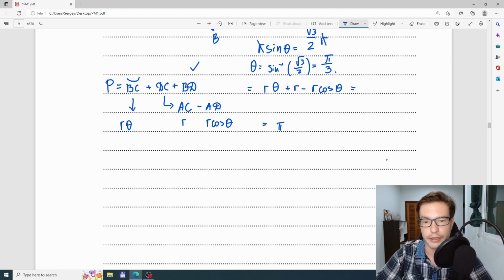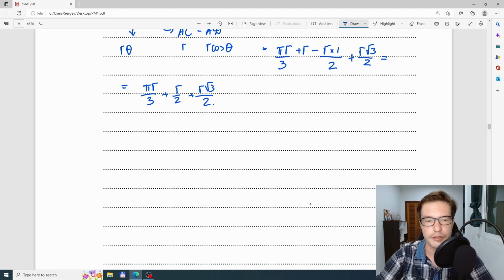That gives us pi r over 3 plus r minus r times 1 over 2, which is cosine pi over 3. And don't forget, we also have to add BD, which is going to be r times square root of 3 over 2. Now, simplify all of this, and we'll get pi r over 3 plus r over 2 plus r square root of 3 over 2. And this is going to be our final answer for this question.